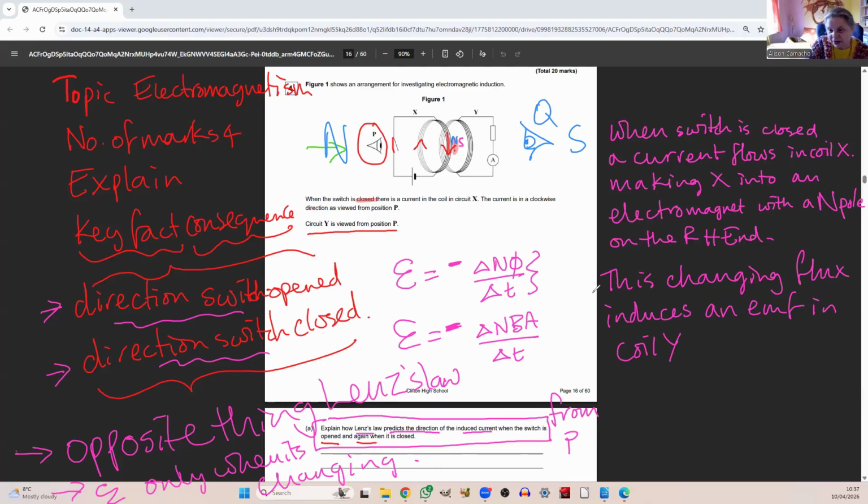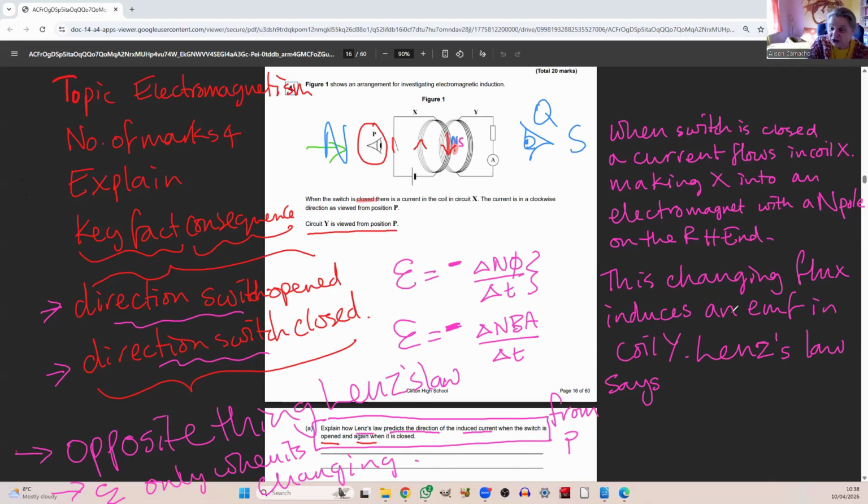So we've established that there's an induced EMF. Now we've got to explain how Lenz's law predicts the direction of that induced EMF. Can you see? You must answer the question. You've got to do what they've told you to do. So this changing flux induces an EMF in coil Y. Now, Lenz's law, this is another key fact, says, well, what does it say?